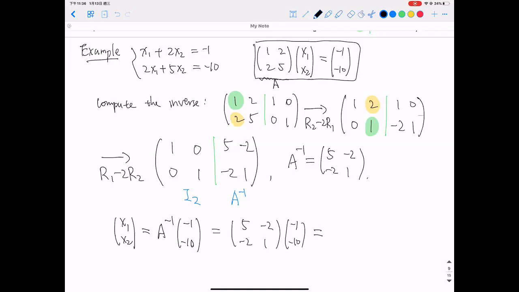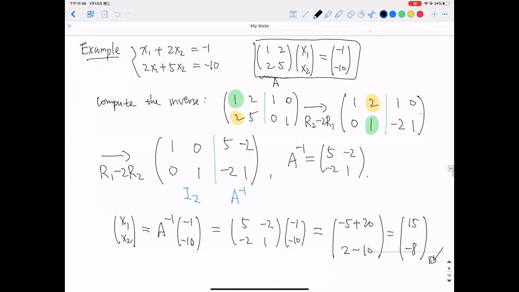And that's just equal to minus 5 plus 20, right? Minus 5, 20. Then 2 minus 10. So that is 15, negative 5. Oops. Yeah, no, that's negative 8. I'm sorry. And that's this example.